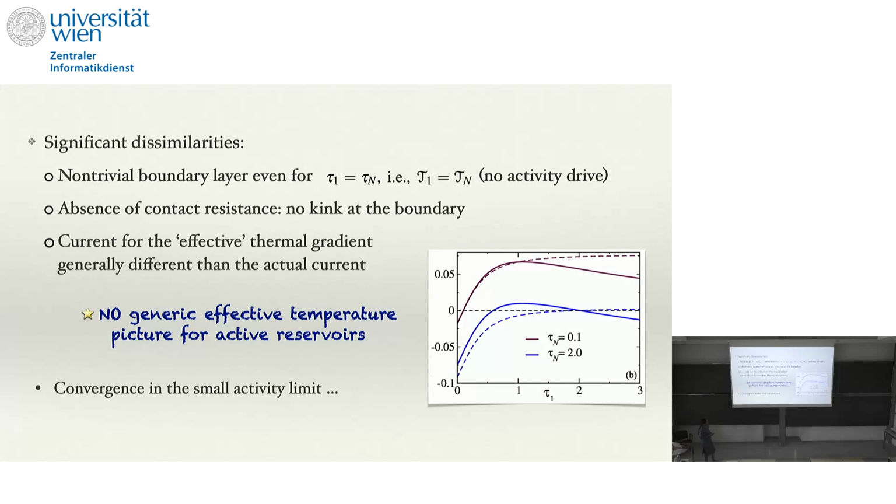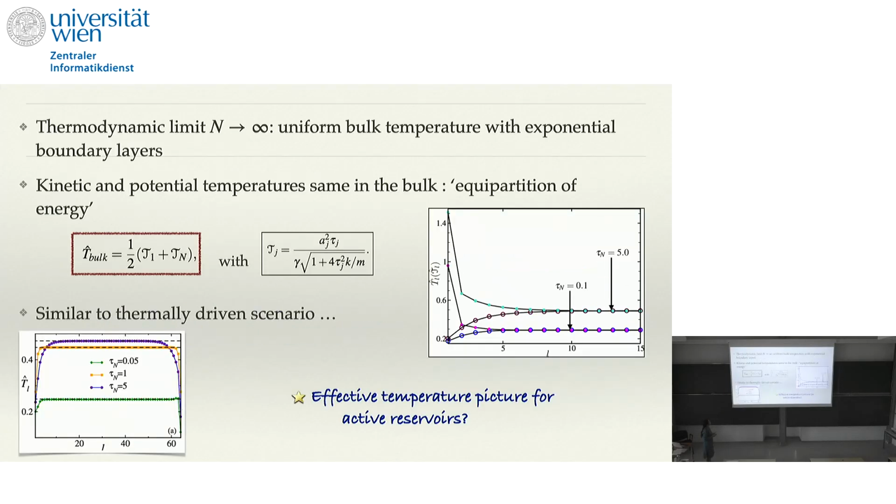Right. But the answer to that question turns out to be no. We cannot simply call it an effective temperature. So there are certain differences. First of all, we have a non-trivial boundary layer. So look at this curve, this orange curve. This is for tau1 equal to tau n.